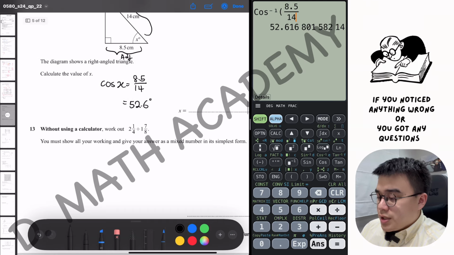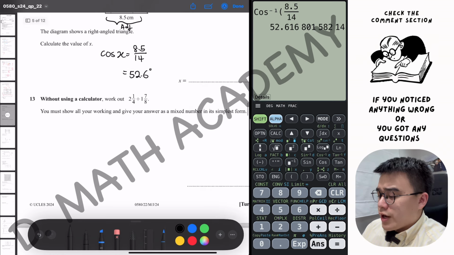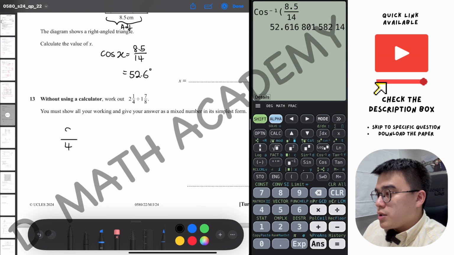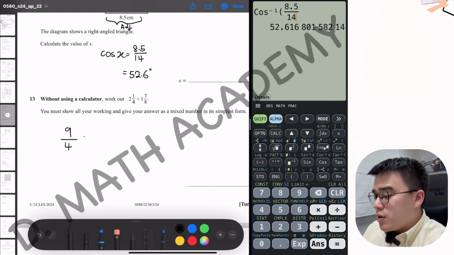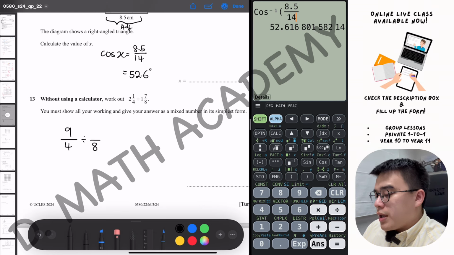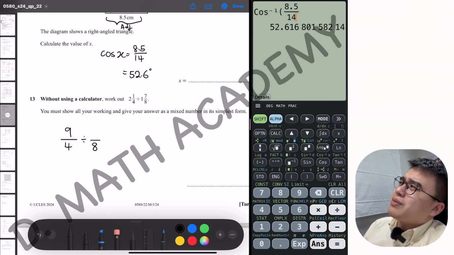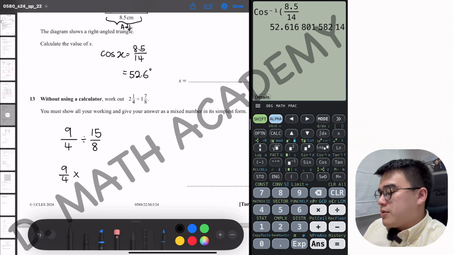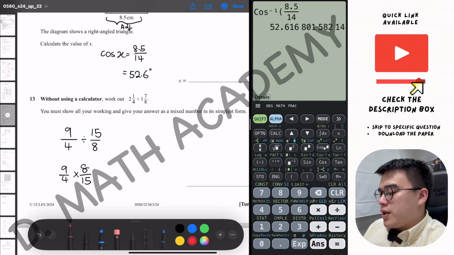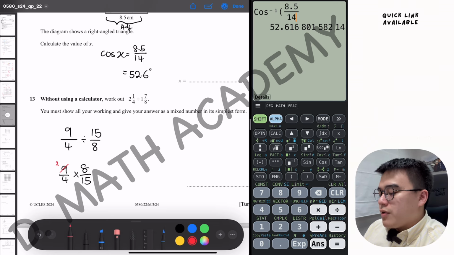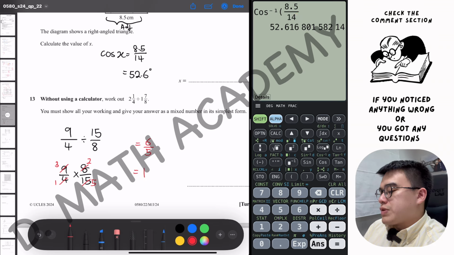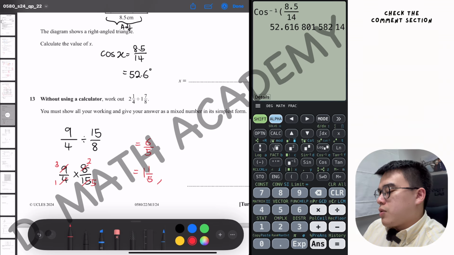For question 13, it's a very straightforward fraction question. You were supposed to change it into mixed number, making it 9 over 4 divided by 8 times 1 plus 7, which is actually 15. So 9 over 4 times 8 over 15. Simplify it before you proceed with your calculation, making the answer 6 over 5, which results as 1 over 5.